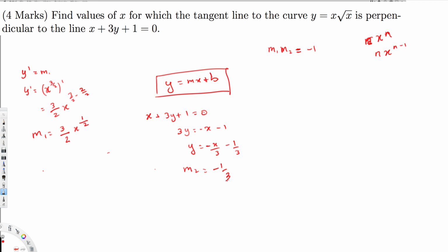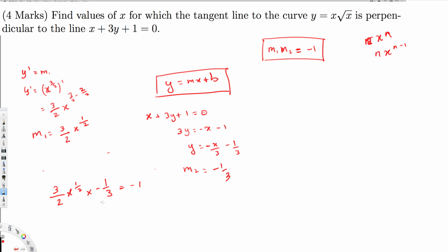Since we have m1 and m2, I can simply substitute in the formula right here. We found the relationship between both of them. So I can simply substitute these two values in this equation, and I can find the answer for x. Let's see where we get. It's 3 by 2 x to the power of half multiplied by minus 1 over 3 should give us -1. That's the relationship when they say both of them are perpendicular.